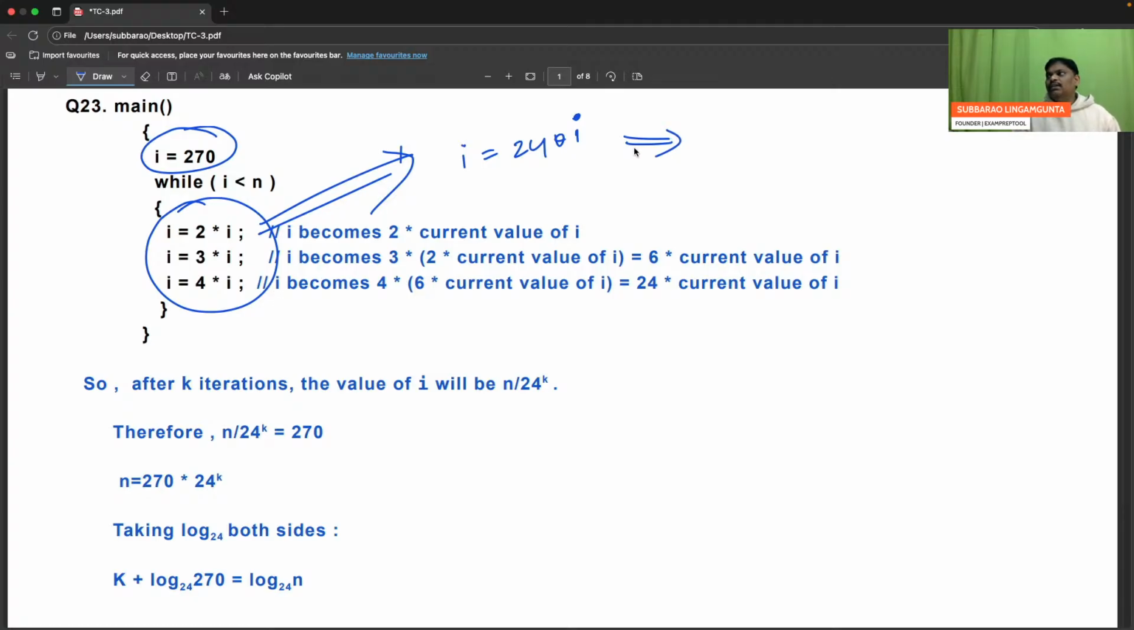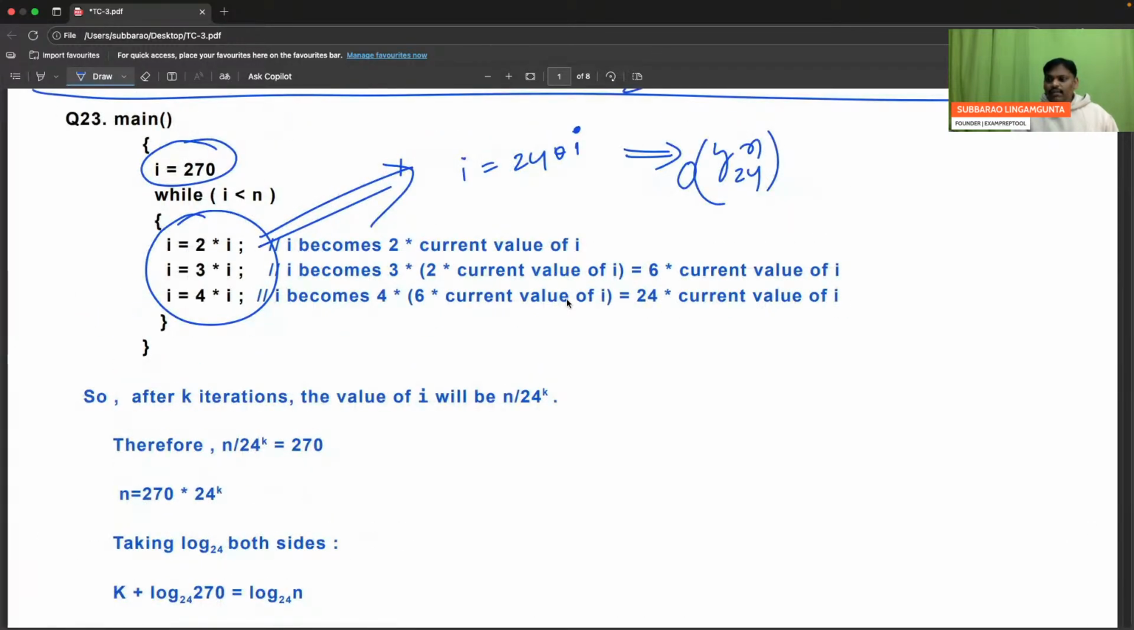The only thing is, start from a big number, you will divide. Start from a small number, you will multiply. So the answer is going to be log n base 24. Answer is log n base 24. If you want clarity, just go for the proof. Every time you need not do the proof and all. Only if really required, then do.